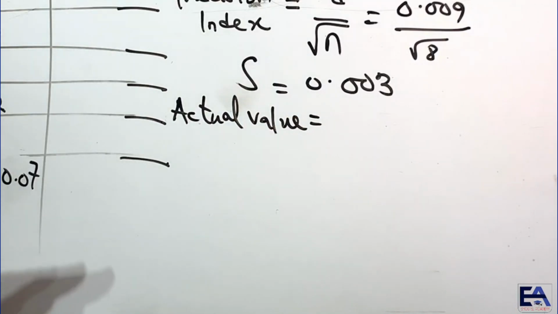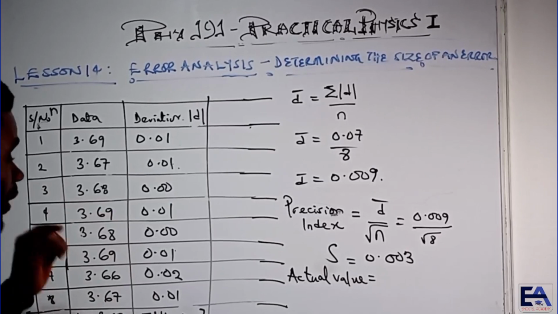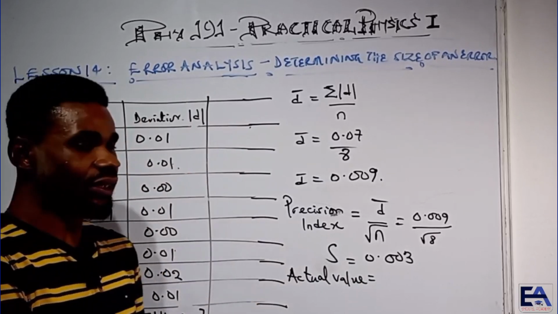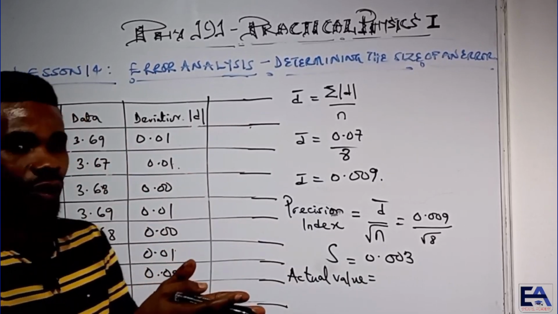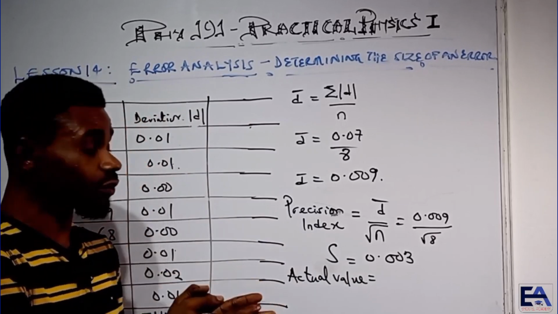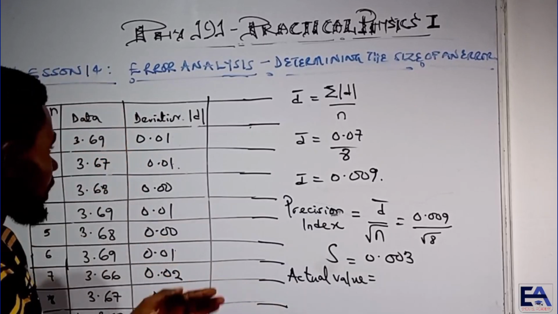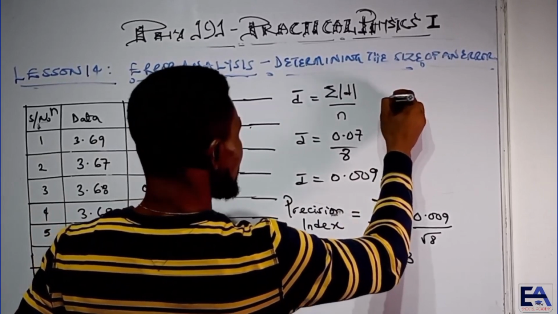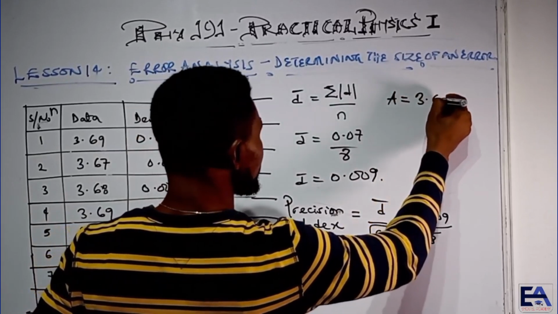Before we can even determine the actual value, there is a factor that we must consider: we check whether the precision index is greater or lesser than the maximum possible error, right? If you look at it very well, this is the average value. The average value is actually 3.68.